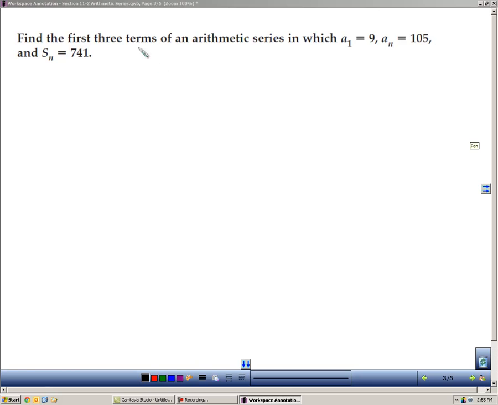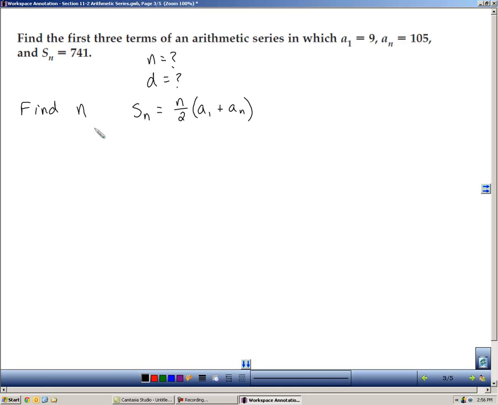So here we're asked to find the first 3 terms of a series in which we know the first term, we know the last term, and we know the sum. What we don't know is the common difference, and we don't know the n. We don't know how many terms are in the sequence, and we don't know the common difference. And we need at least the common difference to find the arithmetic series. The problem is we can't find the common difference without the n, so what we're going to do is use one of our formulas to find the n.